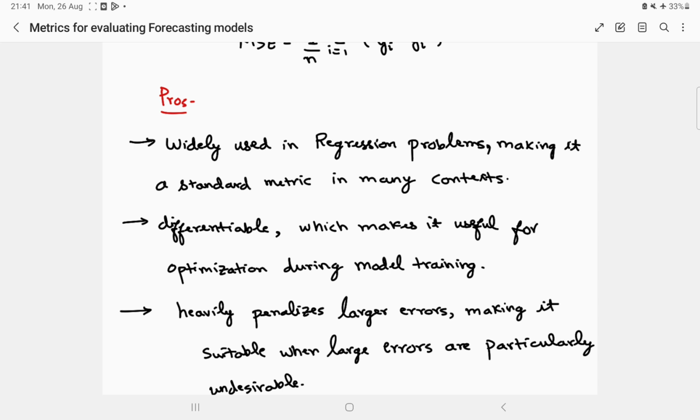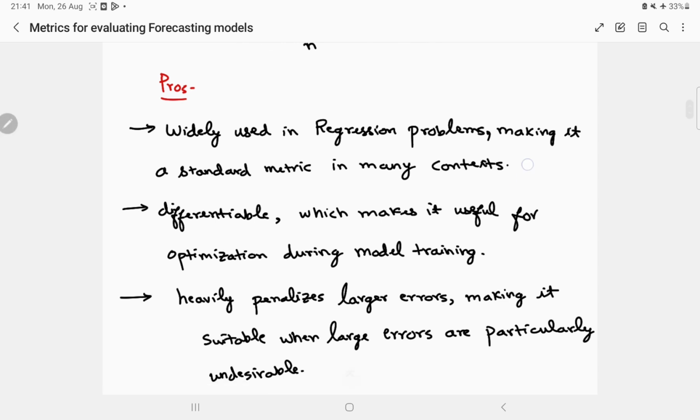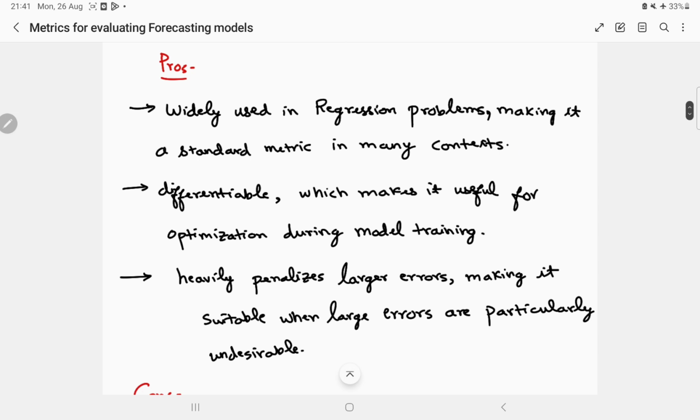In fact, all of these metrics will also be used in a lot of regression based problem statements, because time series and regression are two very similar problem statements. Time series have a dependence over time. That is one of the major differences, but yes, all of these metrics also hold for regression problems. So let's get back to this. The second pro is that it's differentiable, which makes it extremely useful for optimization during model training.